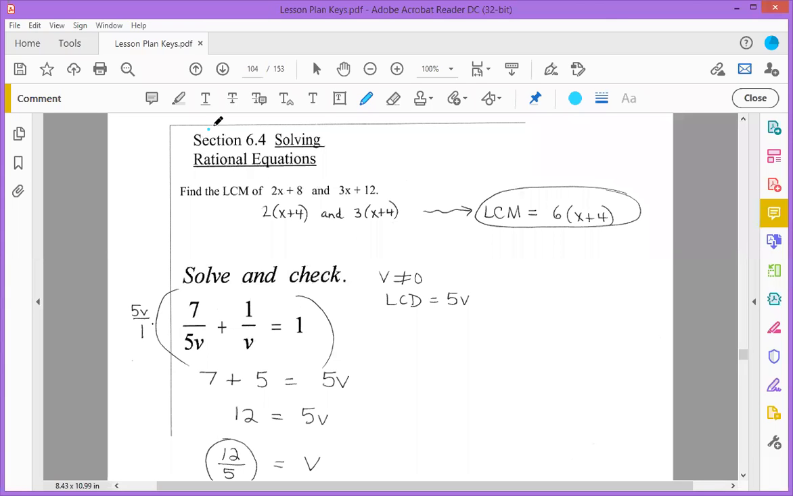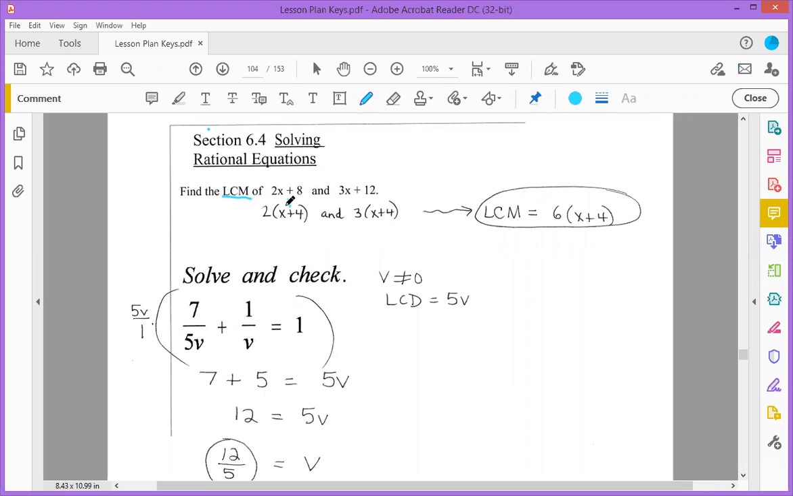Hello everyone. These notes will cover section 6.4, which deals with solving rational equations. Now we're going to start by finding the LCM of 2x plus 8 and 3x plus 12. LCM stands for least common multiple.